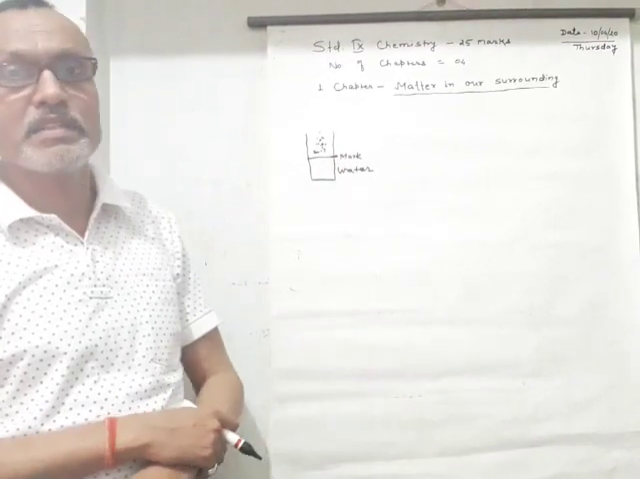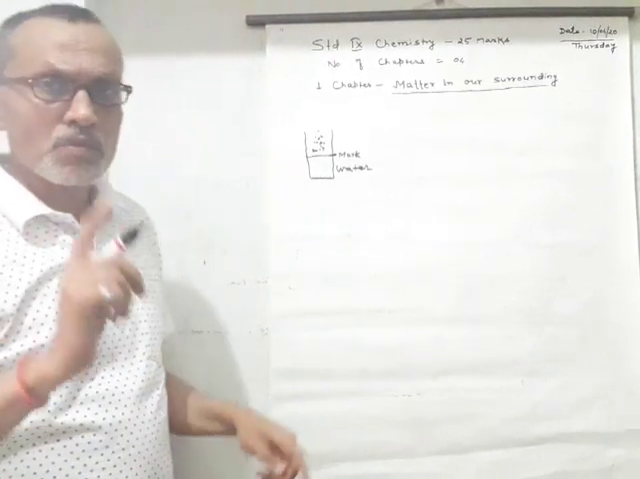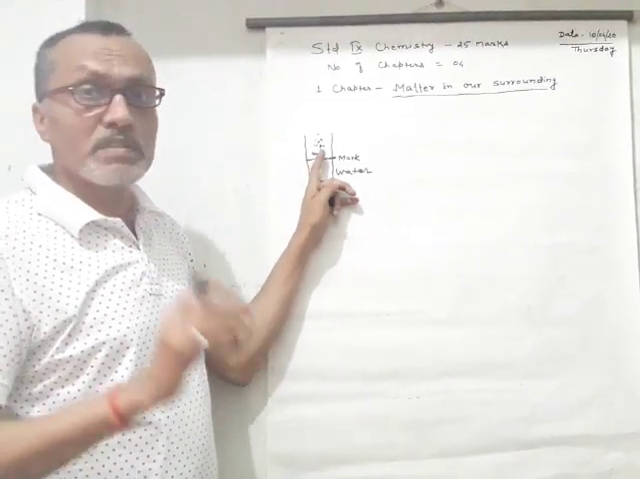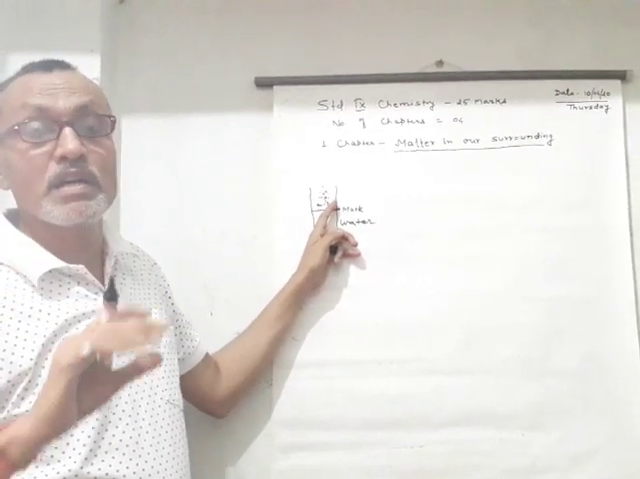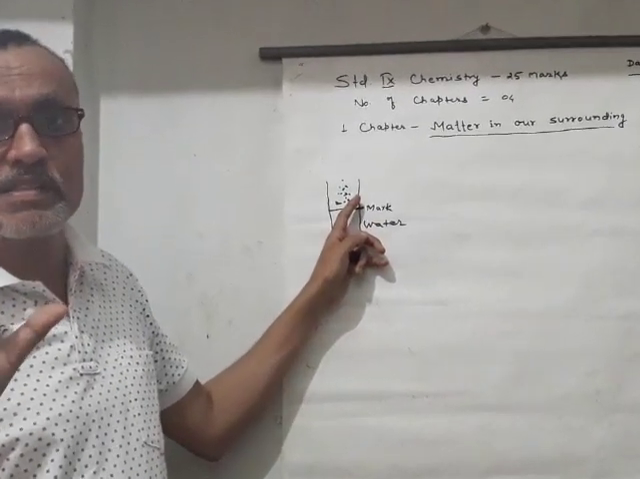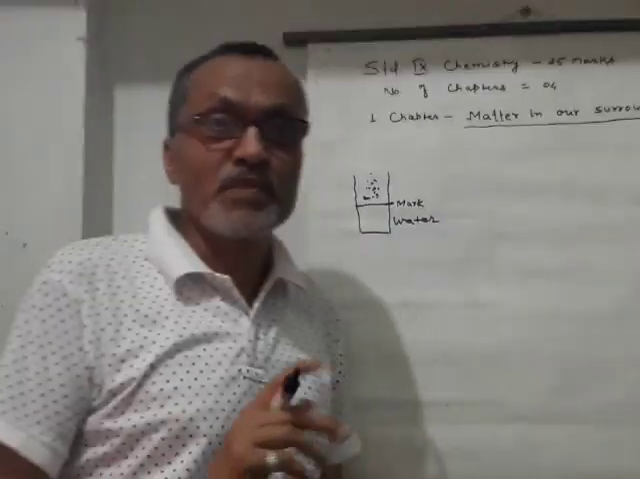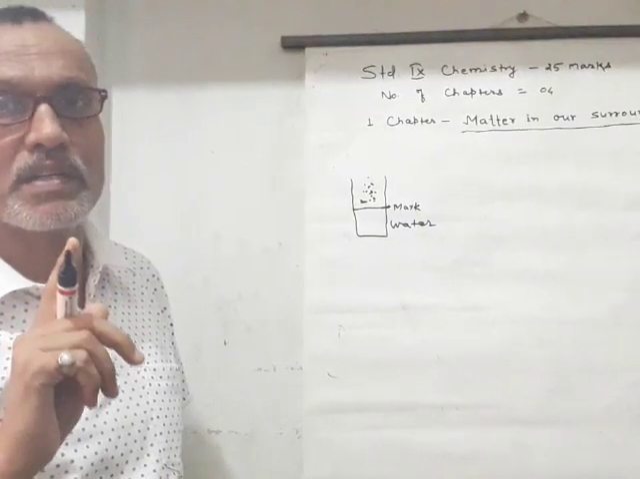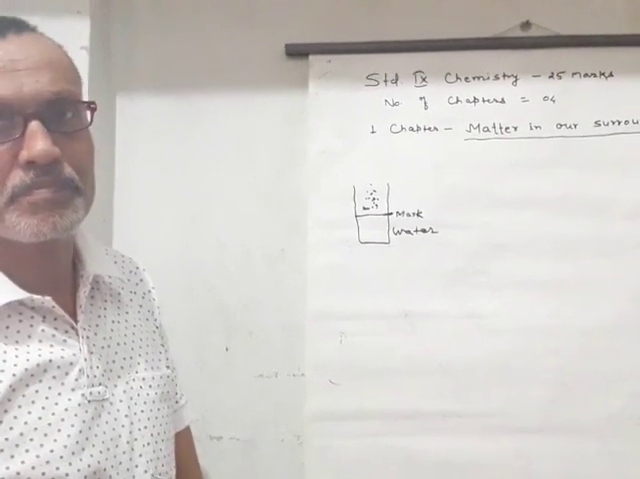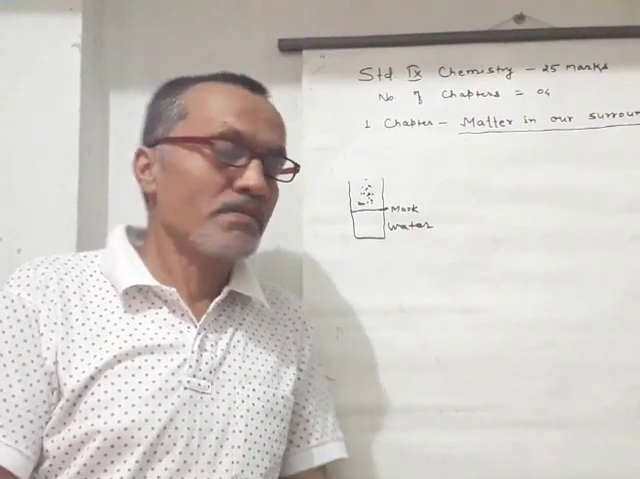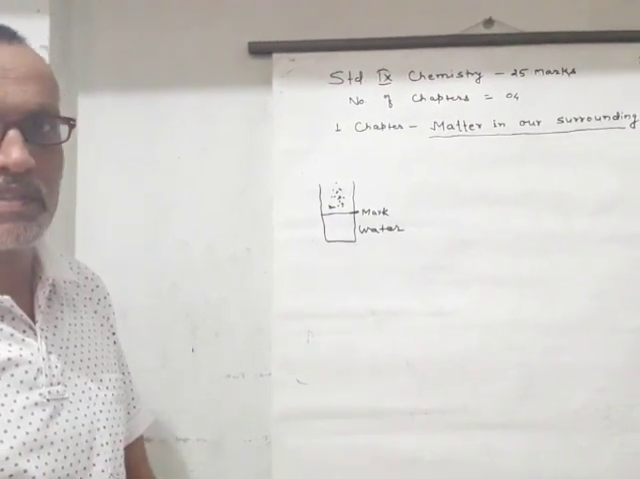From this activity, two questions arise. First question: where did the particles of salt or sugar go inside the water? And the second question is: why does the level of water inside the glass not rise? Students, let me explain the answers to these two questions.